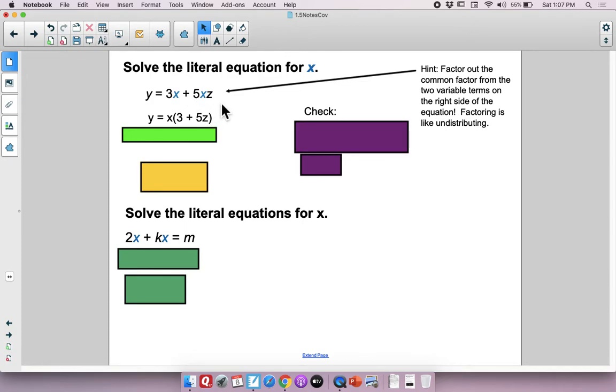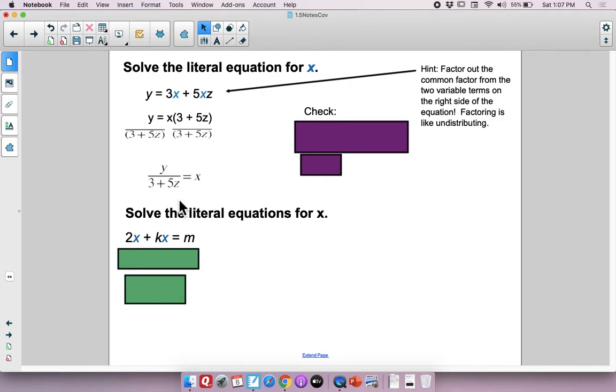Okay. Now, we still haven't gotten x by itself, right? So what would we have to do if x is being multiplied by this entire parentheses quantity? Hopefully you're going to say divide both sides by that entire parentheses quantity, right? Those cancel, and I end up with x is equal to y over 3 plus 5z.